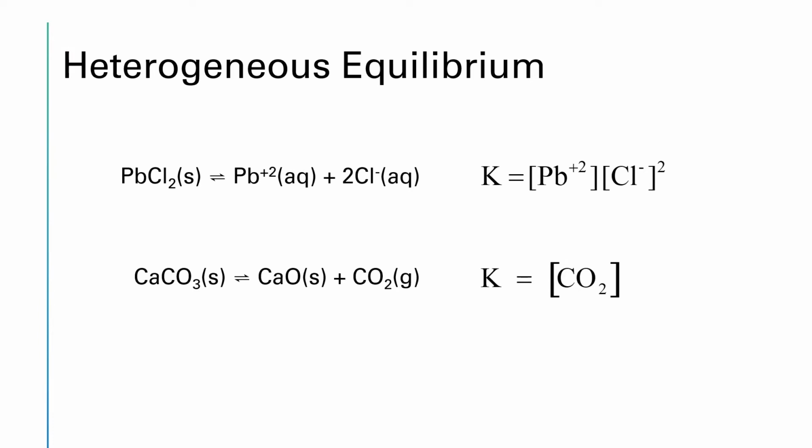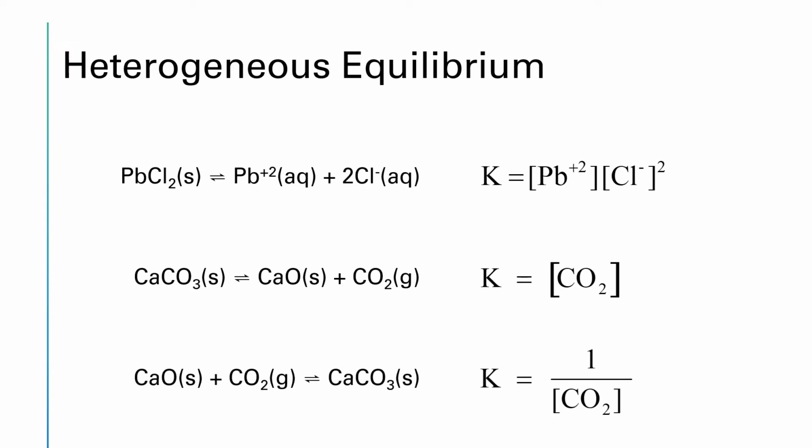For our next example, we have calcium carbonate solid in equilibrium with calcium oxide solid plus CO2 gas, and K is equal to the concentration of CO2. We're missing a couple of terms in this one. And last but not least, calcium oxide plus carbon dioxide in equilibrium with calcium carbonate. K is 1 over the molarity of CO2. So yeah, that third one is just the same thing as the second one, it's just reversed. Something different is going on here. Pause this video for a moment and figure out what's missing and what's present.